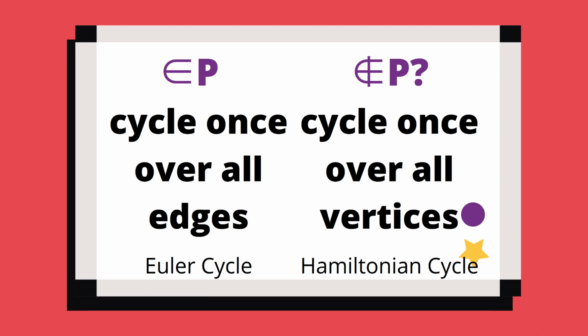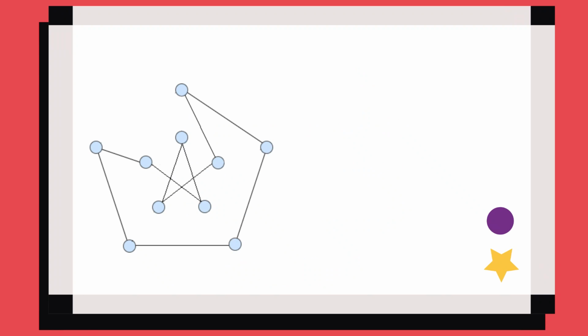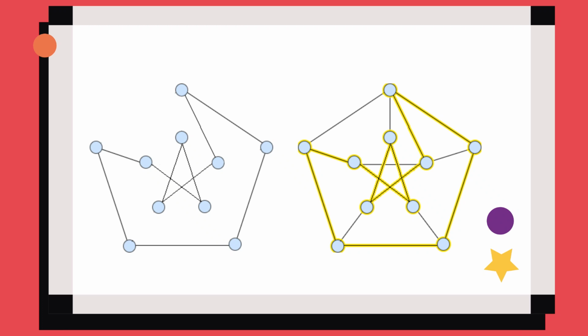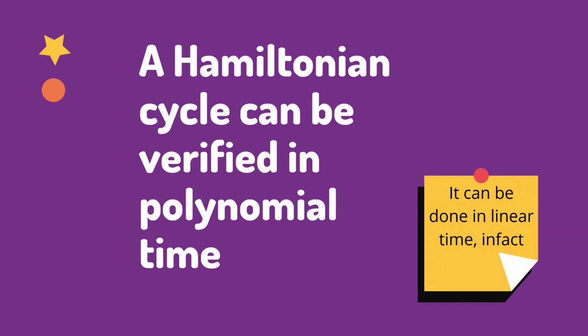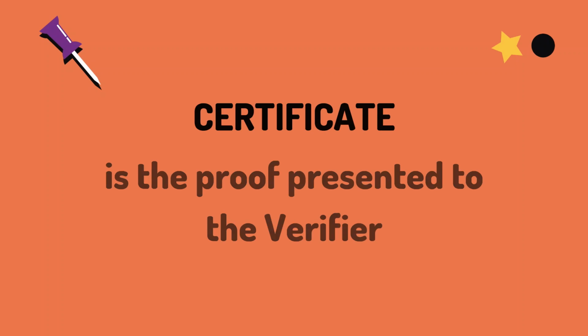Notice something peculiar about this problem. If I give you a cycle that I claim is Hamiltonian, you can verify my claim efficiently. What you would do is simply iterate over every edge in the cycle and check whether the cycle goes through each vertex once. This verification would require linear time in the size of the overall input, and that's what the NP class consists of. The Hamiltonian cycle is in the NP class because its solution can be verified in polynomial time. We call the proof that is presented to the verifier the certificate.